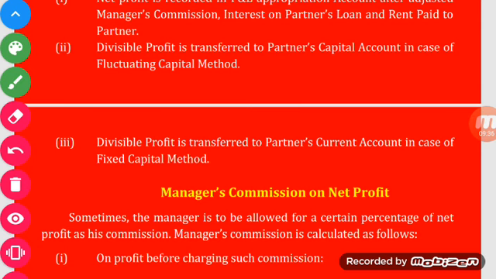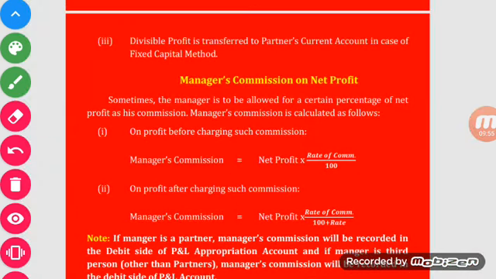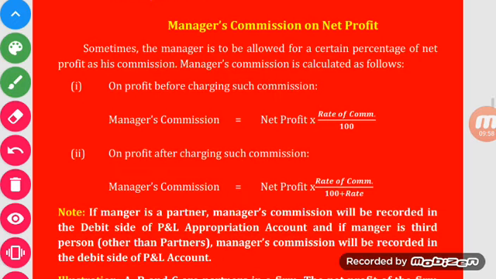Now here we will discuss some important topics with practical examples. How to calculate manager's commission, how to find out rent paid to the partner, how to find out interest on partner's loan, and so on. Here the first point is manager's commission. Sometimes the manager is allowed a certain percentage of net profit as his commission. Manager's commission is calculated as follows.